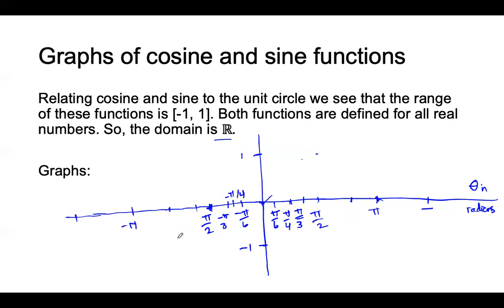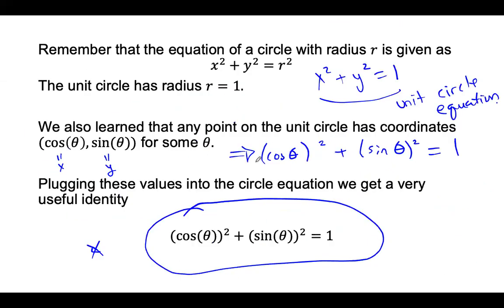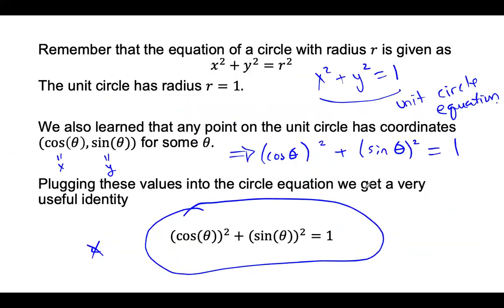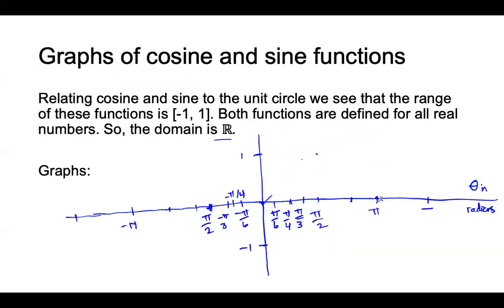So we can plot the key points first. Here, the sine is 0 at specific points, at pi, at 2 pi, etc. So at pi, at 2 pi, here, down here. I'm just going to connect the points and draw it.